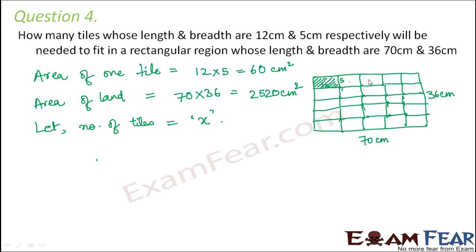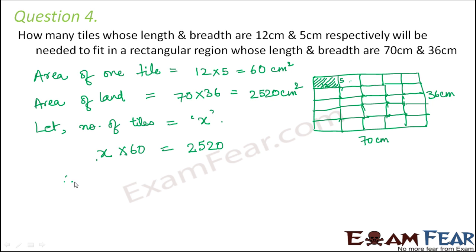Now the area of each of those X tiles would be 60 centimeter square because they are all of the same dimension. So that means X into 60 centimeter square, where X is the number of tiles. The number of tiles multiplied by the area of each tile should give the total area of this rectangular plot, because it completely fits that rectangular land, right? So X into 60 should be equal to 2520.